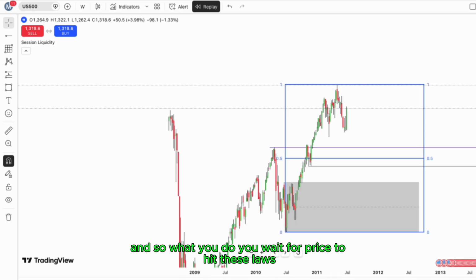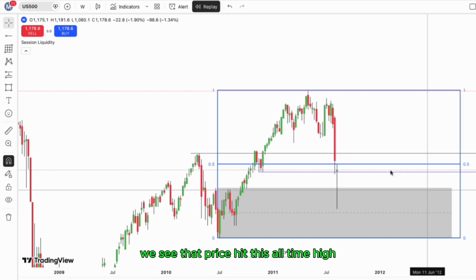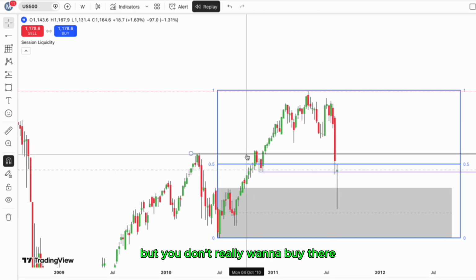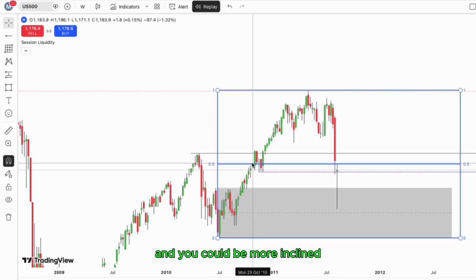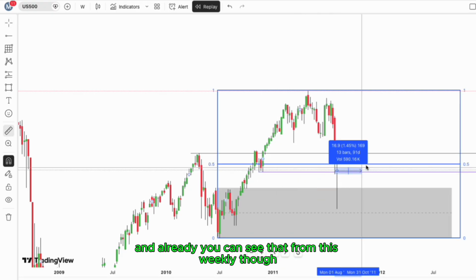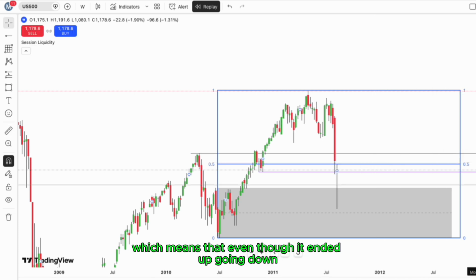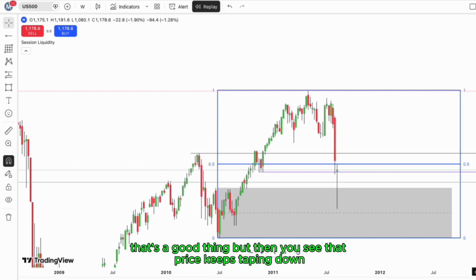And so what you do, you wait for price to hit these lows. And you see, wow, price did that really rapidly. But we see that price hit this all-time high, but you don't really want to buy there because that's only one level. Then price hit equilibrium and you could be more inclined. But then price hit this weekly low. And already you could see that from this weekly low, it had a little bit of rejection, which means that even though it ended up going down, there was obviously support at that low, which means that if you bought it, that's a good thing.